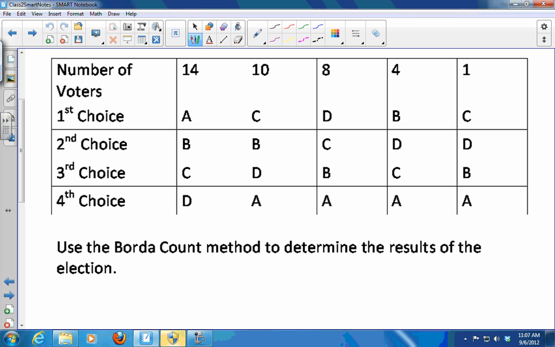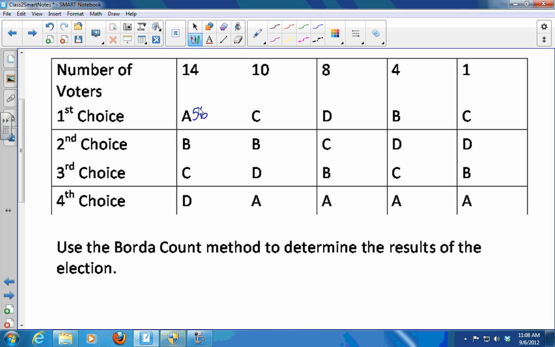All right, so we're going to use the Borda count method to determine the winner. Okay. So every person who put A in first place is giving candidate A how many points? 4. Good. So these 14 people put A in first place, and A gets 4 points for every ballot that has them in first place. So how many points total does A get from these 14 people? Yep, 14 times 4, which is 56. So we'll just put a little note there.